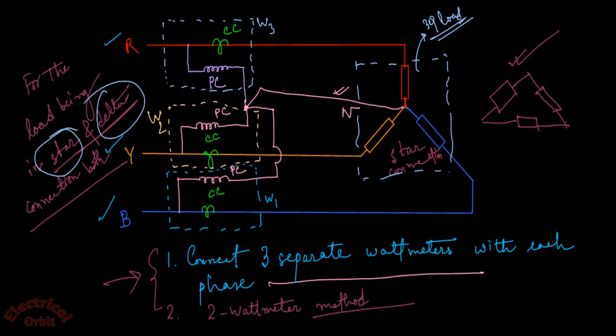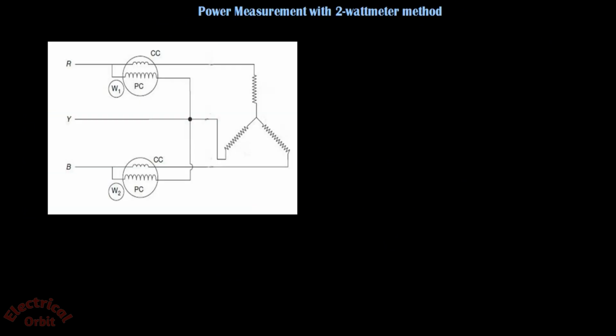Now next is the two wattmeter method. This is the circuit diagram of the two wattmeter method. If a three-phase load is connected with three different phases, then we can measure the load consumption of this R phase, Y phase and B phase by using these two wattmeters, W1 and W2. Now you would say, how is it possible? See, our total power is the power consumed by these individual three loads.